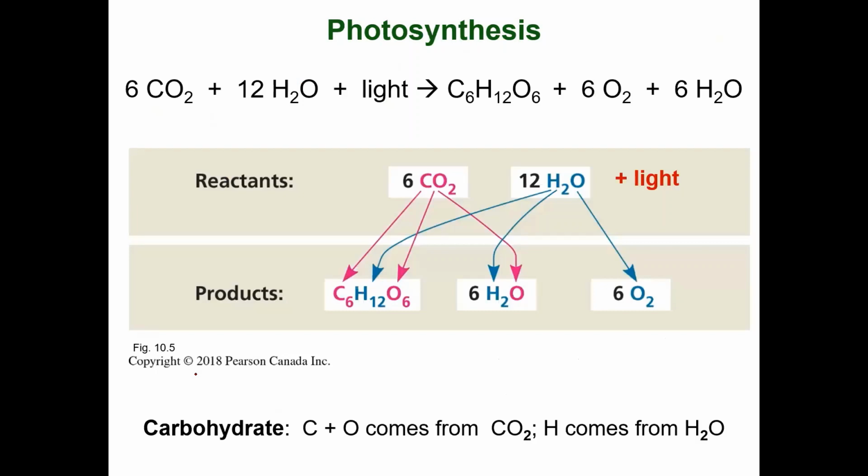So let's take a look at the chemistry of photosynthesis, and I want to talk a little bit about the components before we get into the light reactions. If you take a look at the overall reaction, we have carbon dioxide, water, energy in the form of light, and we are going to produce glucose, oxygen, and water.